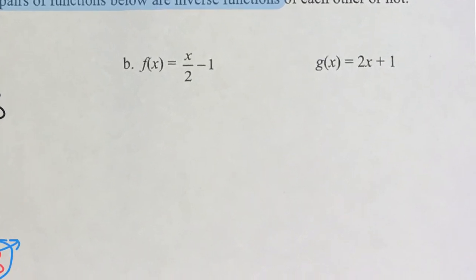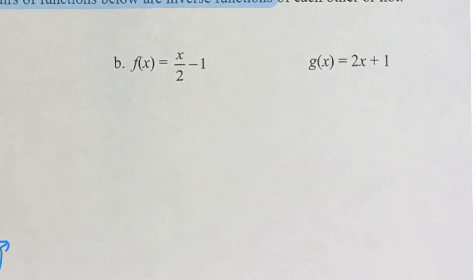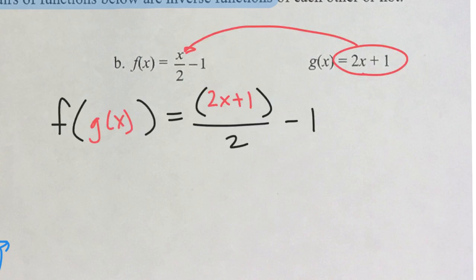Okay, so here are two more. Let's see if these two are inverses of each other. So there's our first composition, f of g of x. We're replacing x with 2x plus 1. I want you to notice something here. This is a fraction, and this is a number. In order to subtract a number from a fraction, I have to change my number into a fraction, because only fractions can subtract fractions. And in order to do that, my denominators have to be the same.